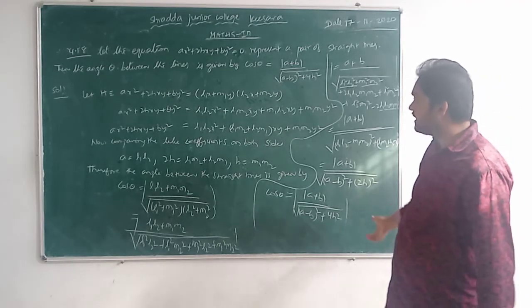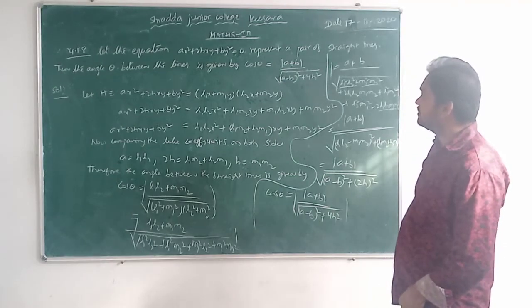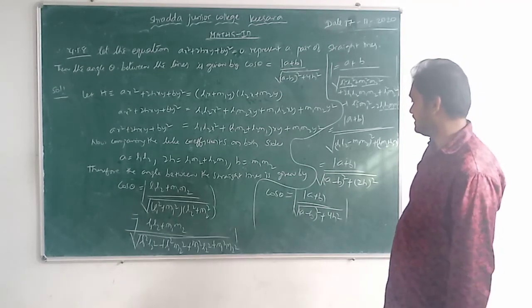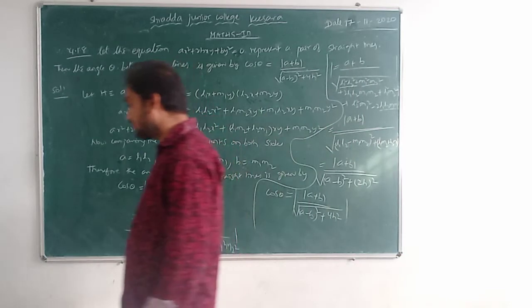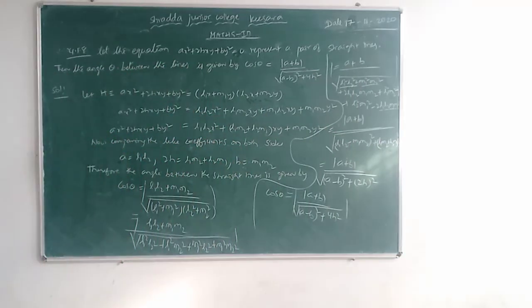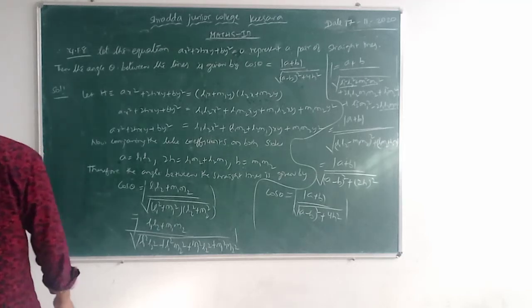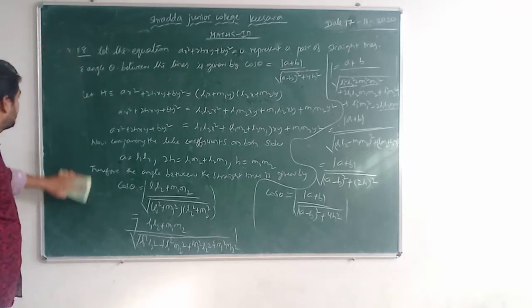Now this is the angle between the pair of straight lines. So this is the proof. This is very important for 7 marks. It is asked many times in the final examination. Next one.